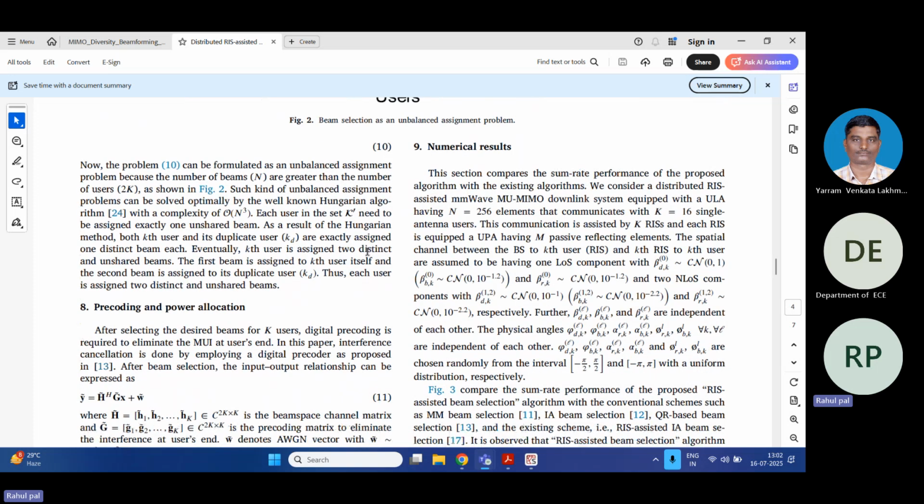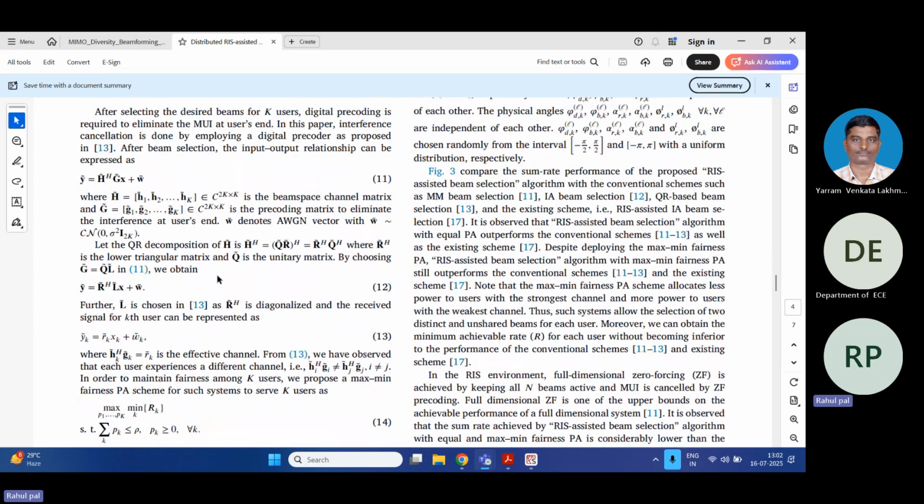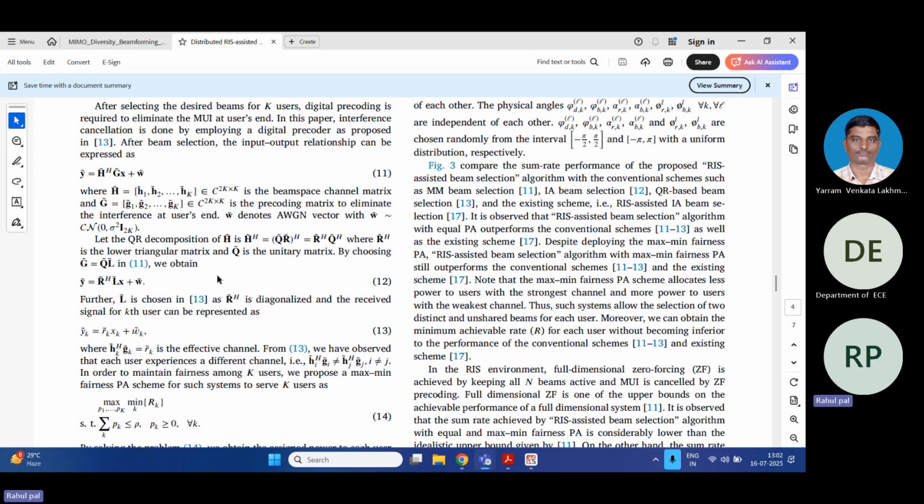After choosing the exclusive beams, we are doing the pre-coding. Pre-coding means we are going to nullify the interference at the receiver side by using pre-coding at the base station. And then finally, we go to the power allocation. The power allocation can be done in different fashions. In this paper, I am doing the power allocation in the max-min fashion.